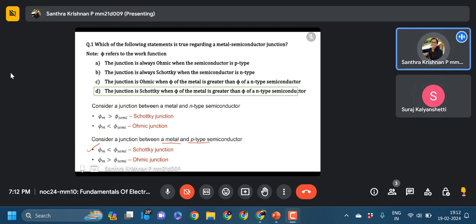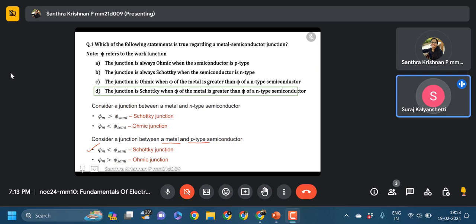The bands will bend upward in the direction of the field. The field will move from positive to negative, so it will move like this, from the metal to the semiconductor. Okay, that's how it behaves.